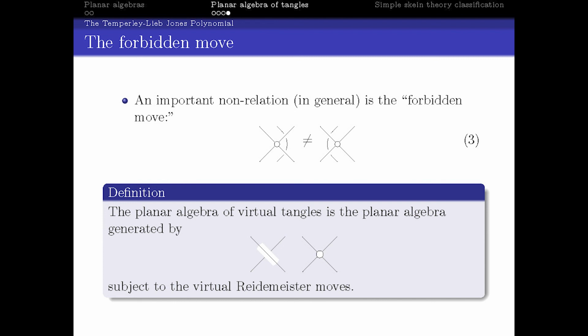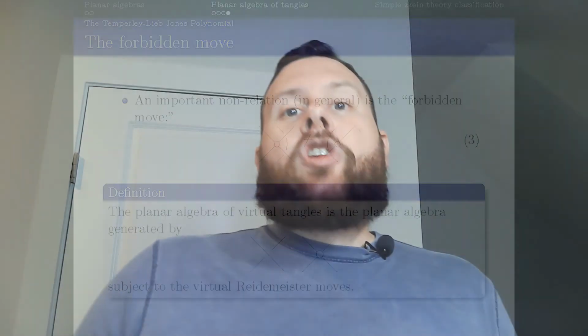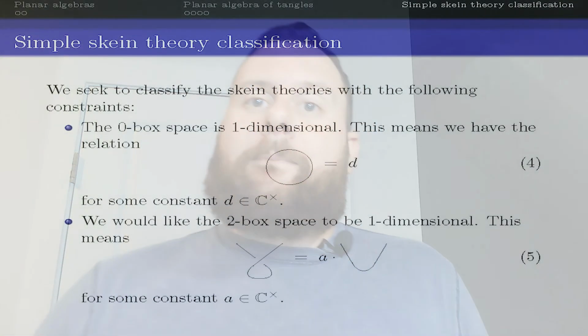So one more time, the planar algebra of virtual tangles is simply the planar algebra generated by the overcrossing and the virtual crossing, subject to the virtual Reidemeister moves, which of course also include Reidemeister 2 and Reidemeister 3. What I did is look at certain small quotients of the planar algebra of virtual tangles. By small, I mean that I put some dimension restrictions on the low box spaces and then saw what possible planar algebras there could be from that.